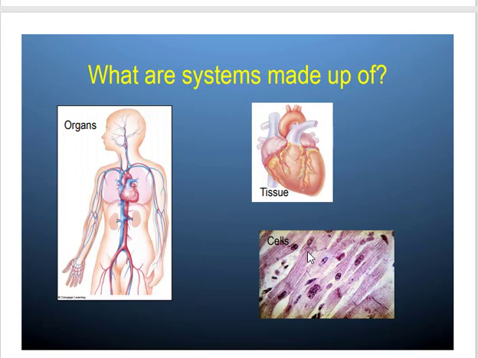So if you start from the smallest and work up, we would argue that cells make up tissues. Different kinds of tissues make up organs. Organs make up organ systems. And that's basically how you're built, and how every other system in your body is built. It starts with cells as building blocks. Those cells go on to make various kinds of tissues. Those tissues go on to make various kinds of organs. And then depending on the organ system, it will have a number of different organs in it that make up the system.